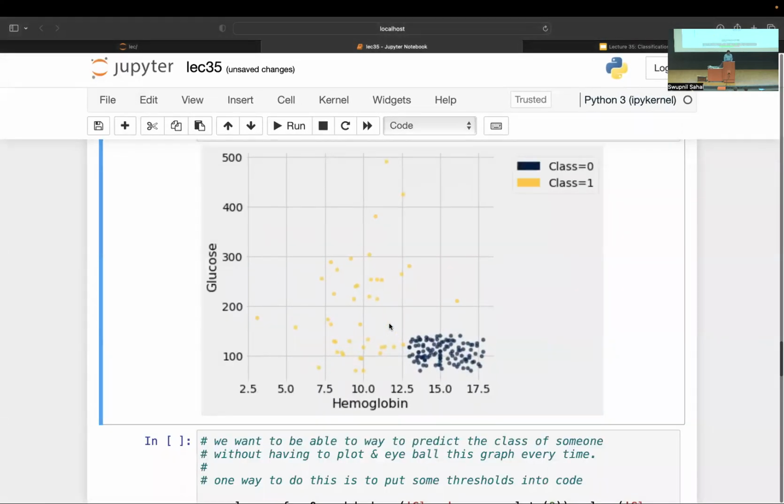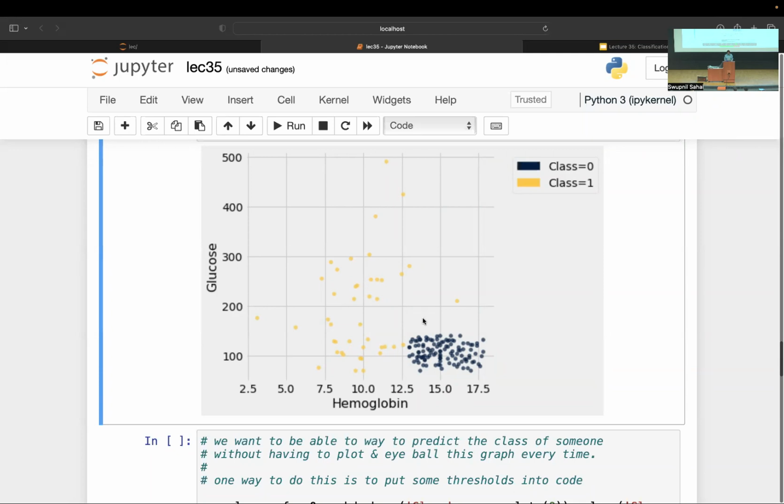So a question for you: if I put my cursor over here at 12.5 and 200, let's say this is a new person that comes in, what would you predict for them? Would you do 1 or 0? You can do it with your hands. Okay. Yeah, so most people are saying 1, right?